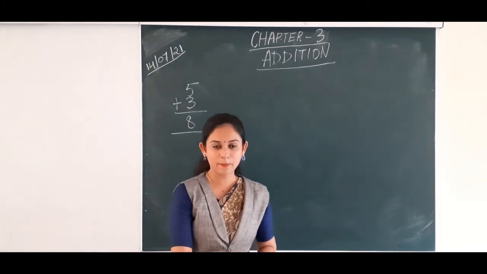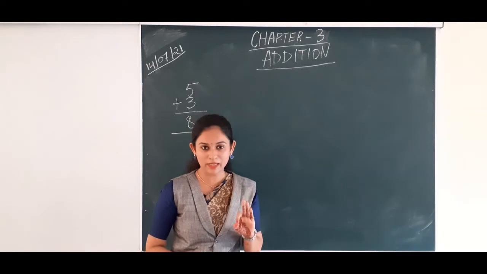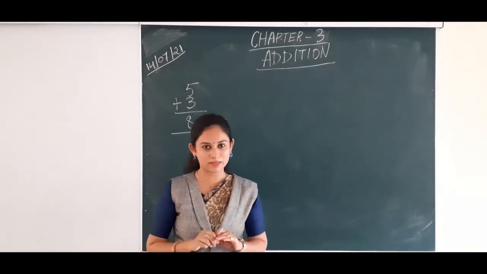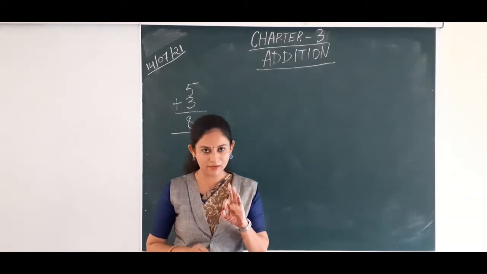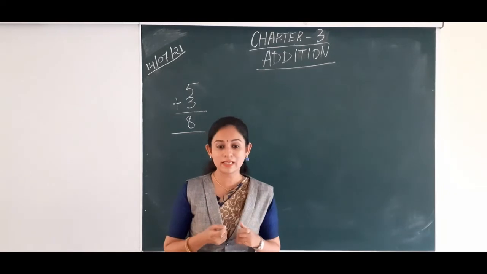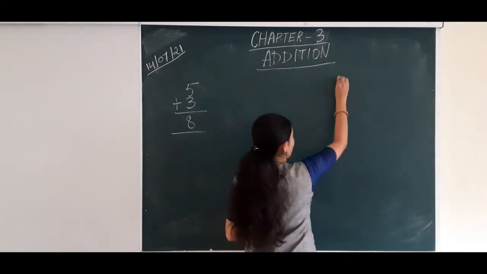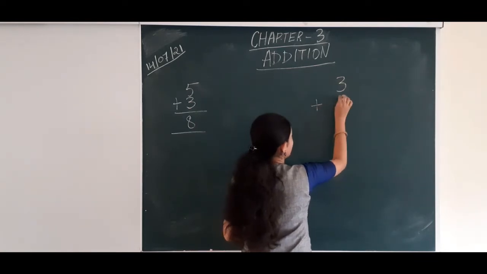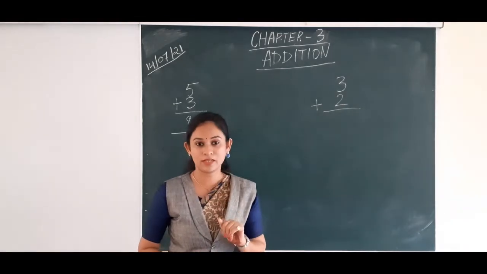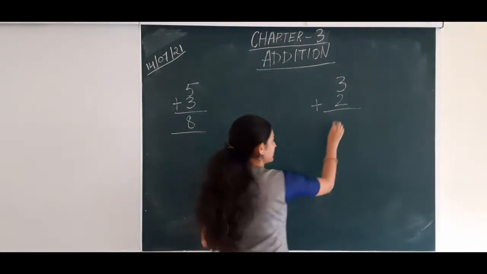Another example, I am having 3 pencils with me. My mother gave me 2 more pencils. 3 pencils I was already having, and my mother gave me 2 more. Now how many pencils am I having? We will add 3 plus 2. 3 plus 2 is 5. So I am having 5 pencils.